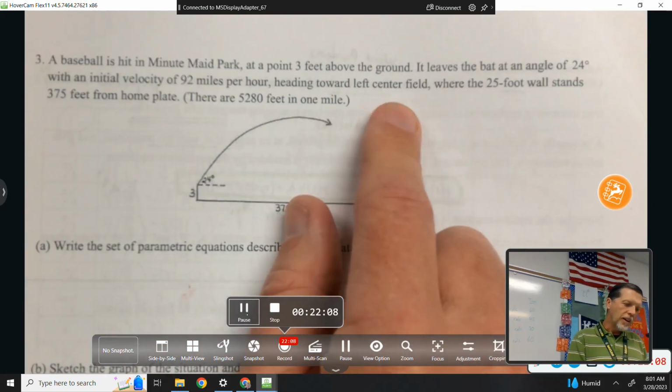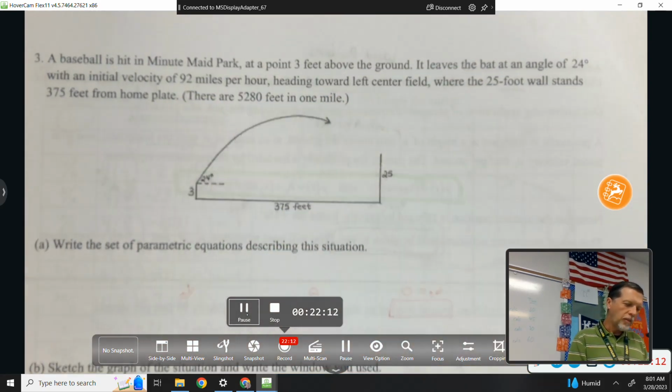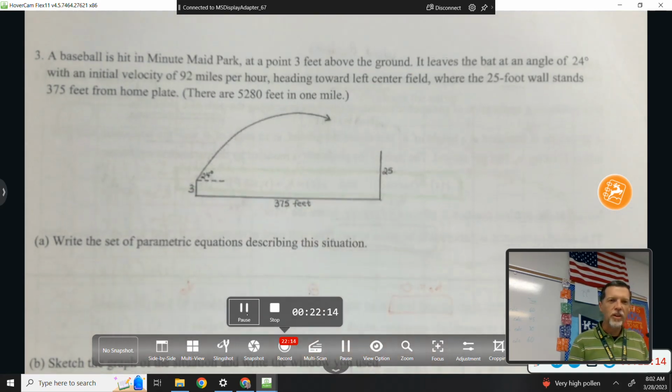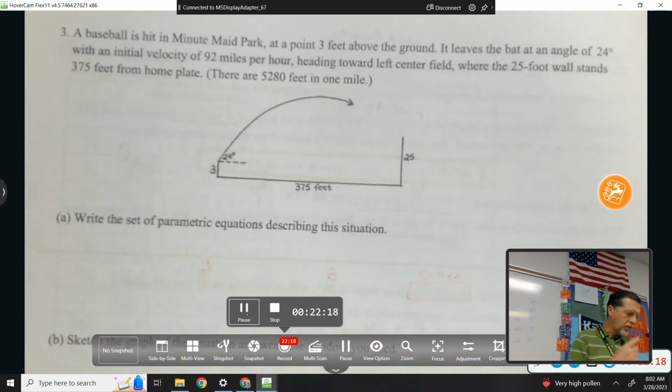Heading toward left center field, where the 25-foot wall stands 375 feet from the plate. We got a little picture here. I'm going to write the set of parametric equations describing the situation. But there's a little trick in here.